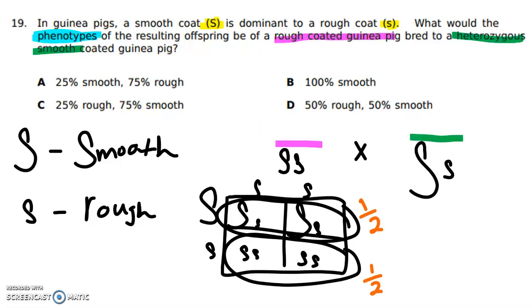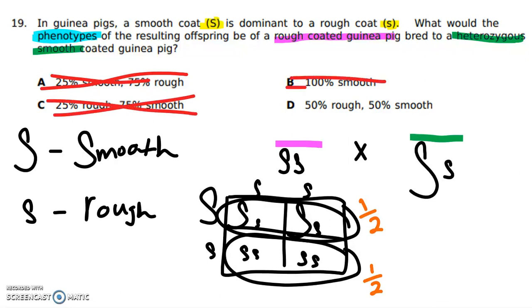And that, let's see, let's just read our answer choices. We'll mark them out in red. A says 25% smooth, 75% rough. No. C says 25, 75. No, because we already know it's going to be 50-50. And D is our answer.